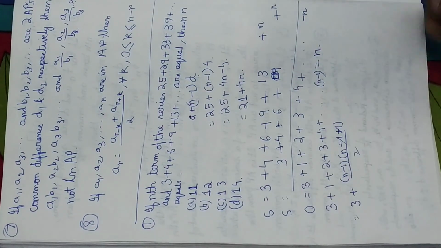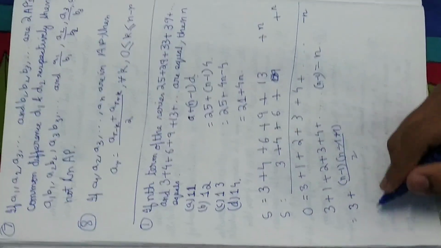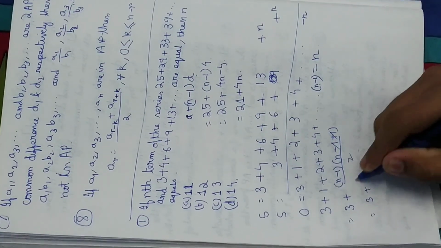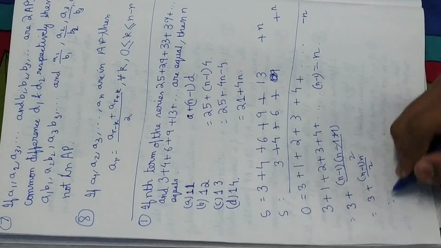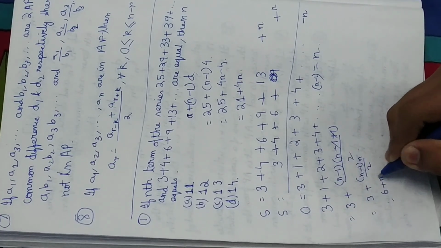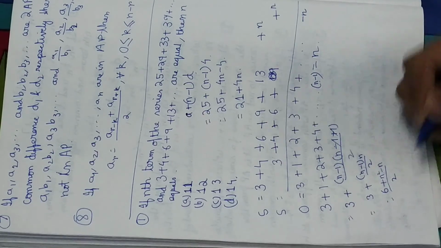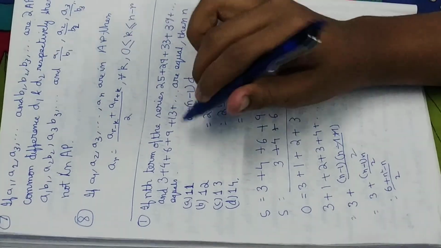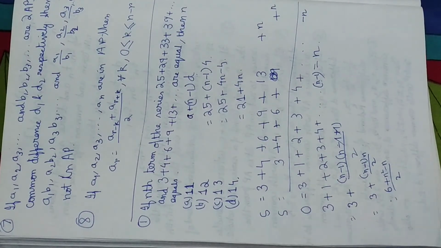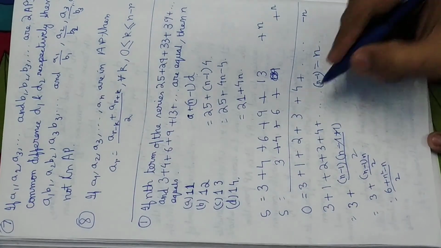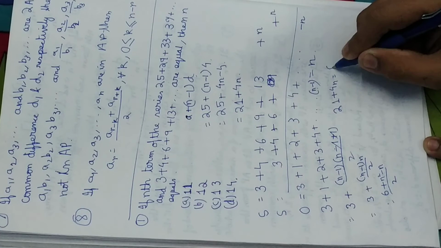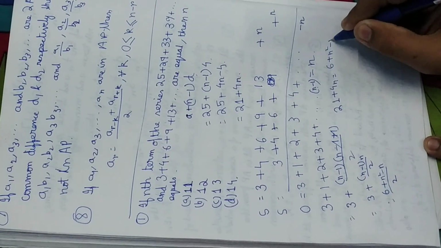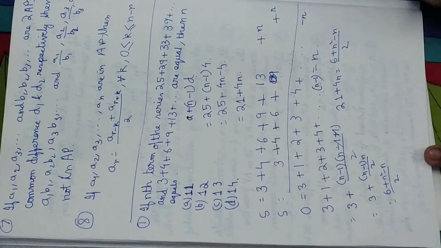This is equal to 3 plus (n minus 1) into n by 2, which is equal to (6 plus n square minus n) by 2. This is the nth term of the second series, and this is the nth term of the first series. As these are equal, I will write 21 plus 4n is equal to (6 plus n square minus n) by 2.